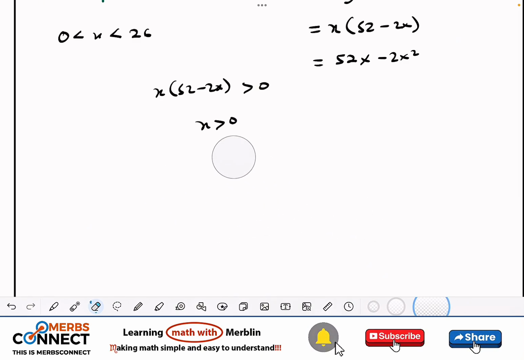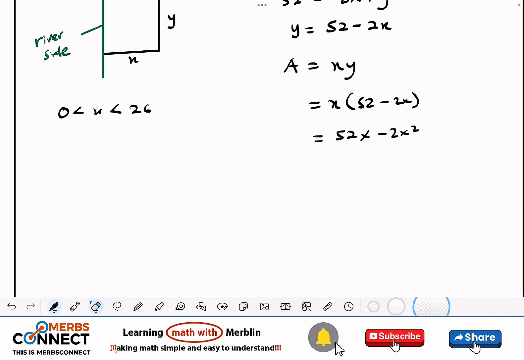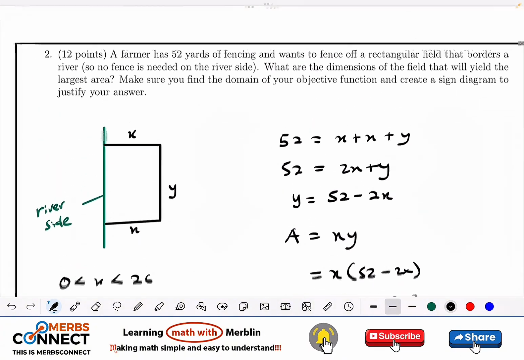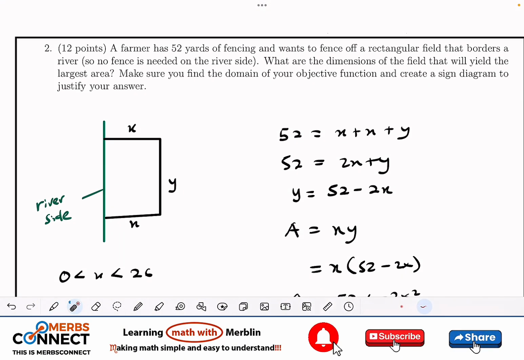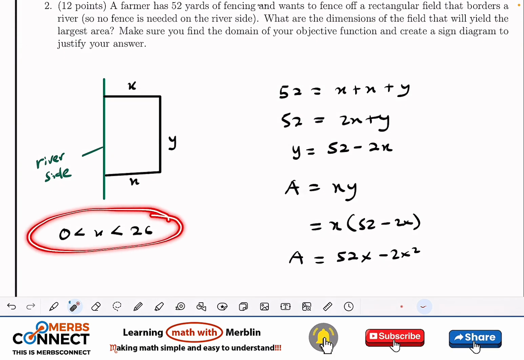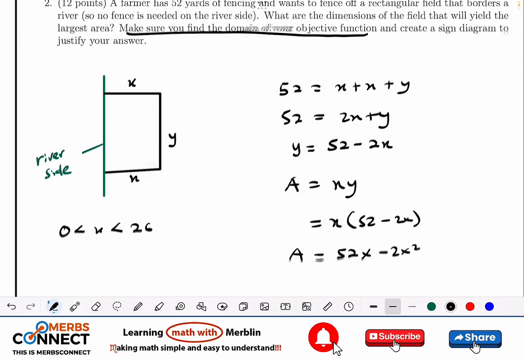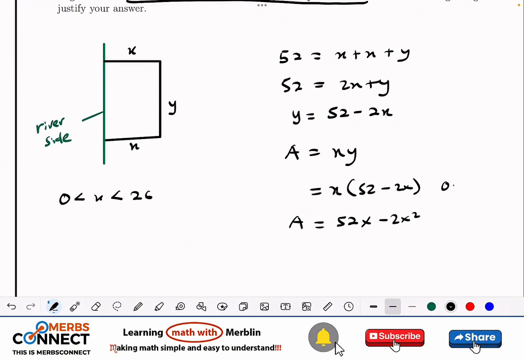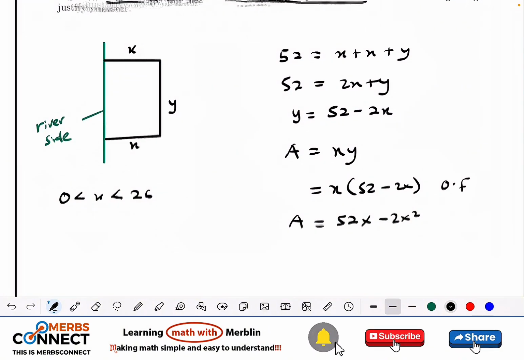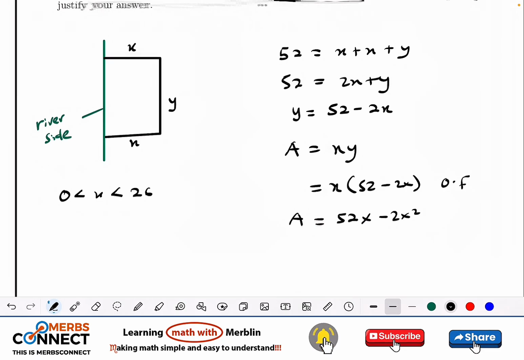Now let's look at what we need to do. Now that we have the area, we want to find the dimension that maximizes the function. But make sure we find the domain. So the domain is what we find here for the objective function. And we need to also use the sign charts to justify the answer. So we'll do that. So we are done finding the domain for the objective function. So this is our objective function. So we use that one to find the domain. So we are saying that that's where the domain is supposed to be.